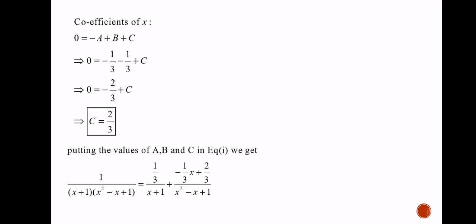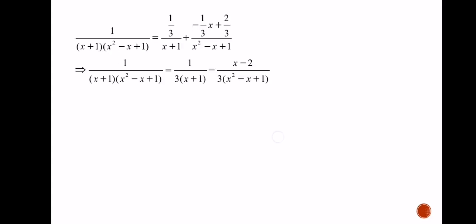In the very last step we are going to put the values of A, B and C, and the resultant fraction which we just obtained is equal to 1 divided by 3 into x plus 1 minus x minus 2 by 3 into x square minus x plus 1, in terms of the partial fractions of the given fraction.